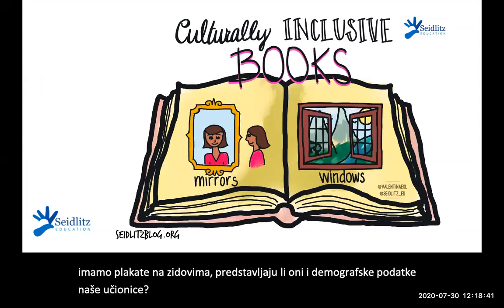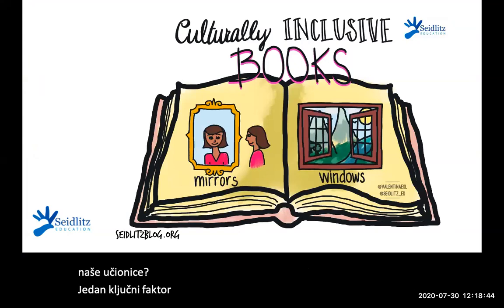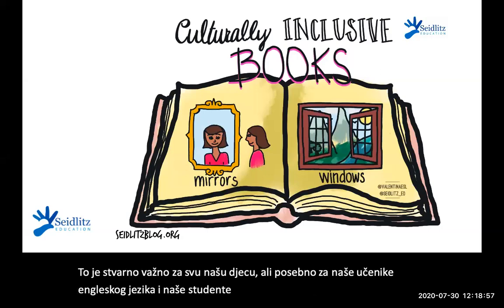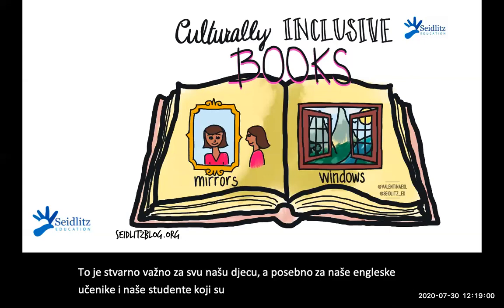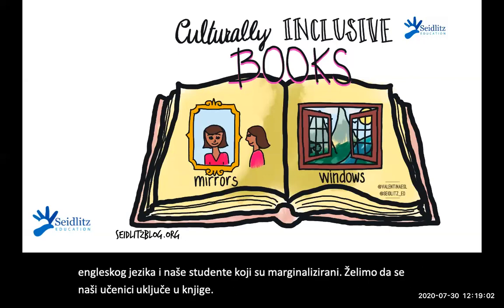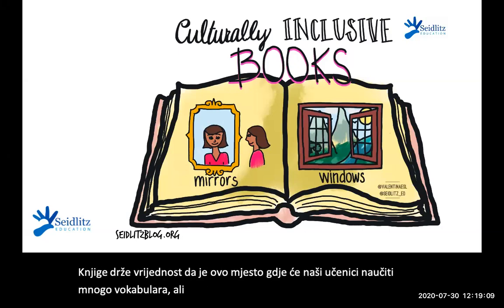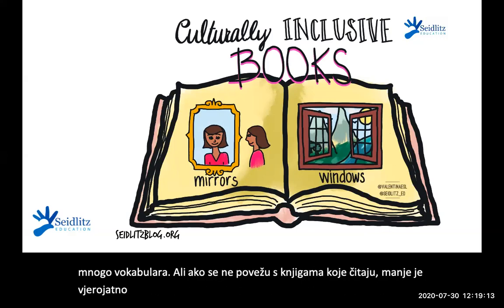And one key factor is taking a deep look at our bookshelves. This is really important for all of our kids, but especially for our English learners and our students who are marginalized. We want our students to engage in books. Books hold value. This is where our students are going to learn a great deal of vocabulary, but if they don't connect with the books that they're reading, they're less likely to continue reading and find a love of reading.